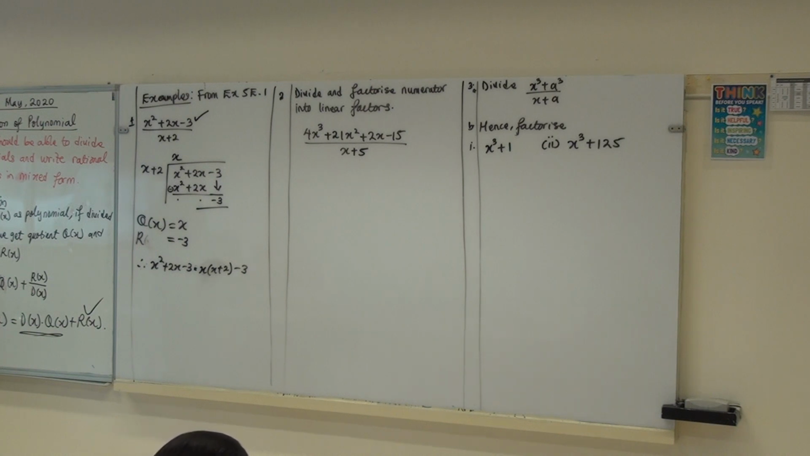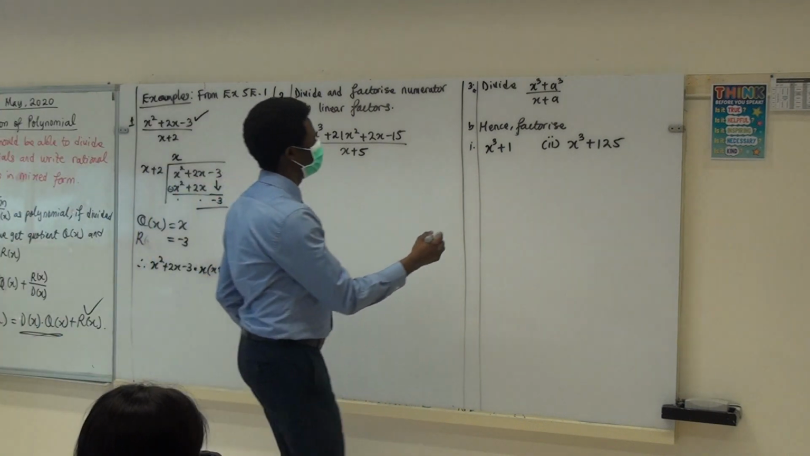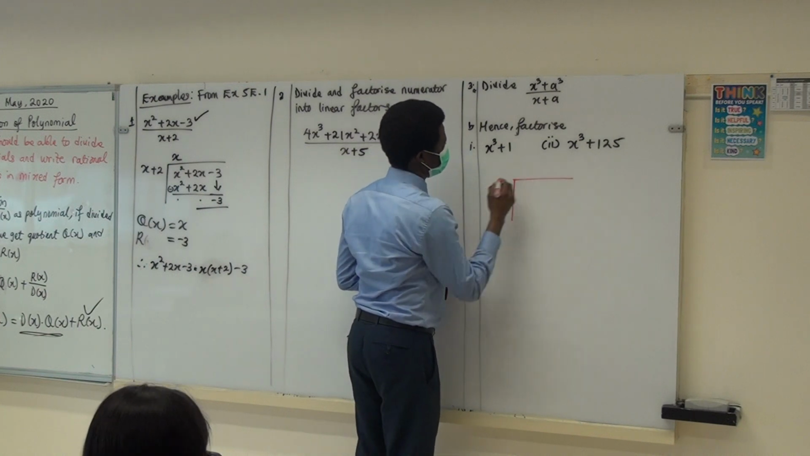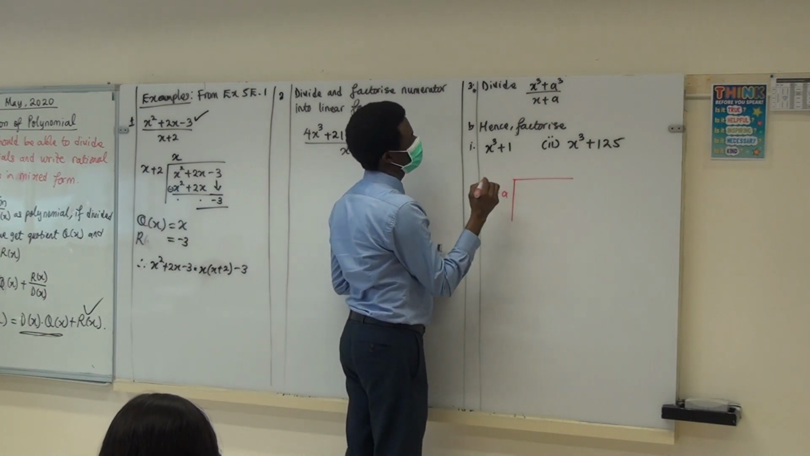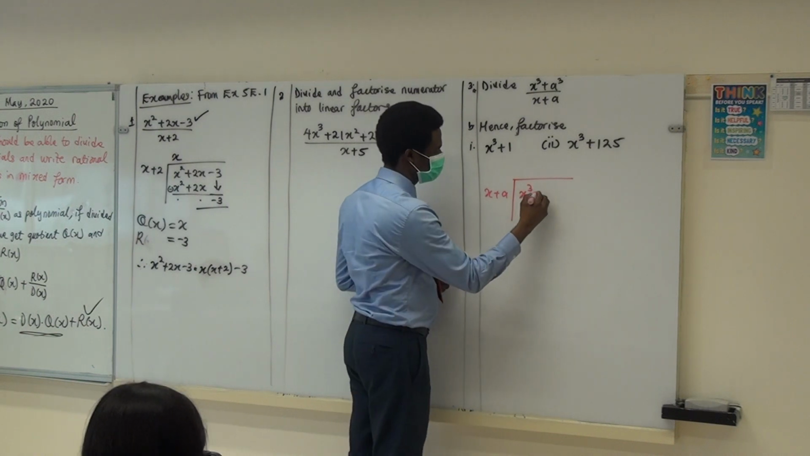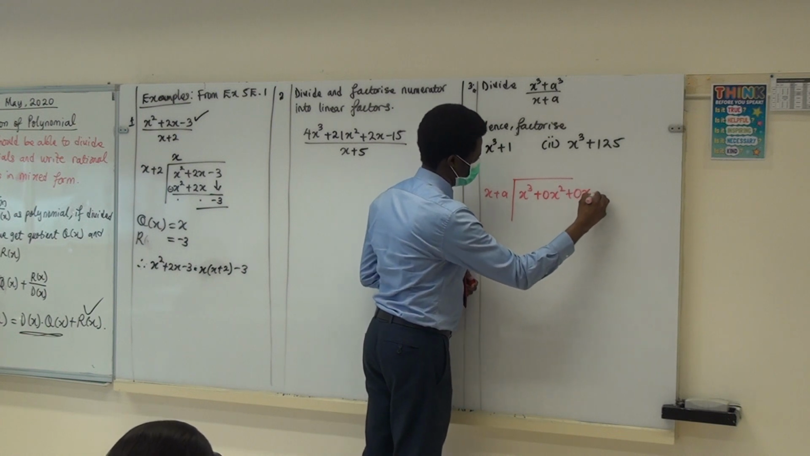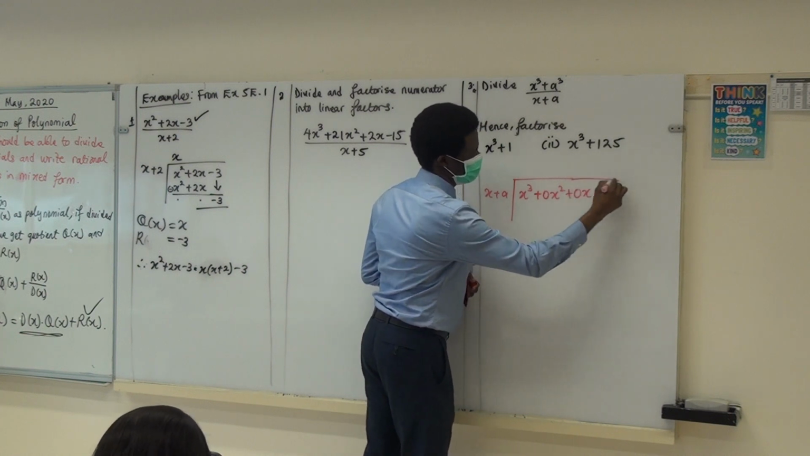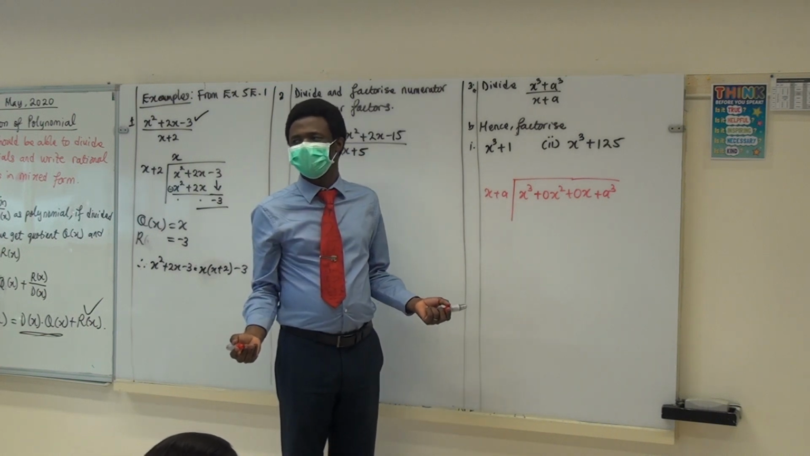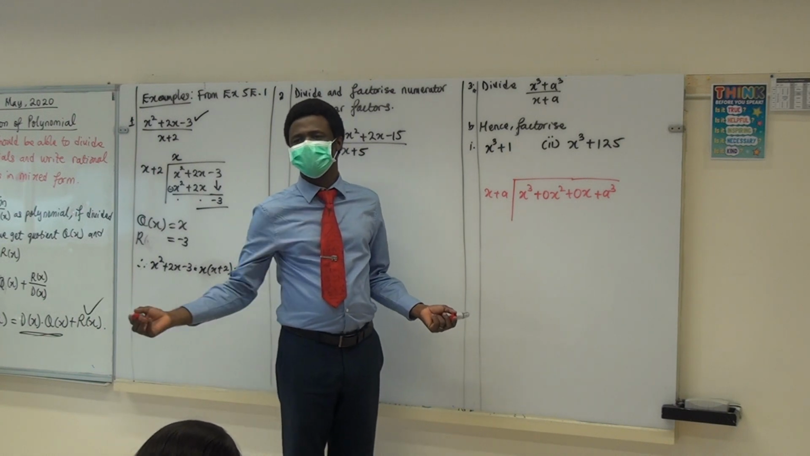No? I wrote ax cubed. You're not supposed to have that. What's your divisor? X plus 8. What's your dividend? Plus a cubed. Oh. Because a cubed is a constant. A cubic function has 4 terms. The constant is the 4th one.